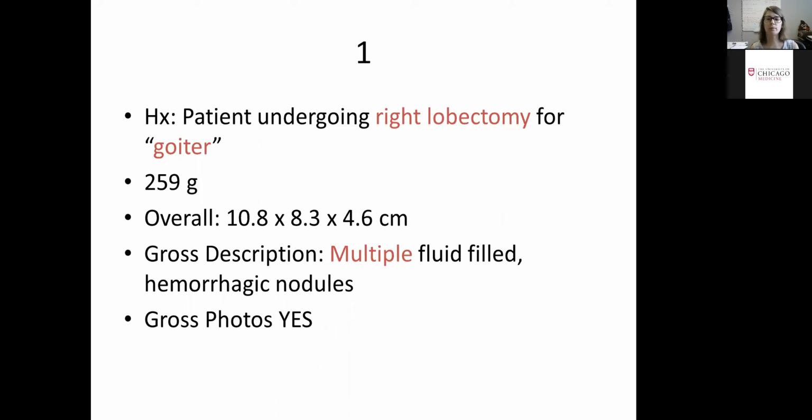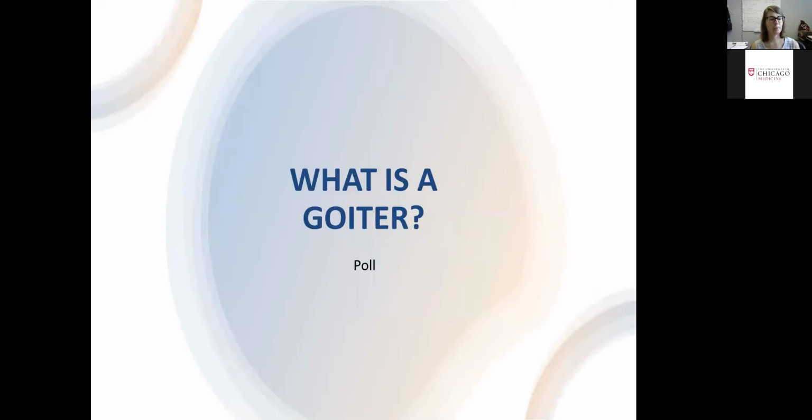Okay, so this goiter weighed 259 grams. The overall size was 10.8 by 8.3 by 4.6, and so that's one lobe. The gross description was multiple fluid-filled hemorrhagic nodules, and there were gross photographs. Excellent. So let's go look at the gross photographs. But first, I want to ask you, this patient comes with a quote-unquote goiter. So if you can see that poll, I'd like you to answer the poll for what is a goiter. Because I think this is potentially confusing.